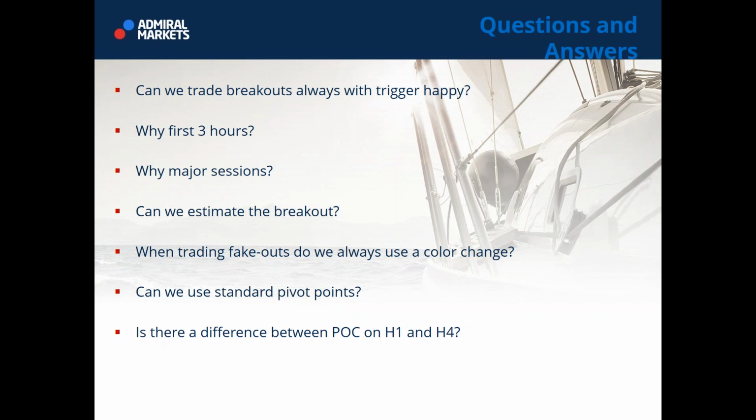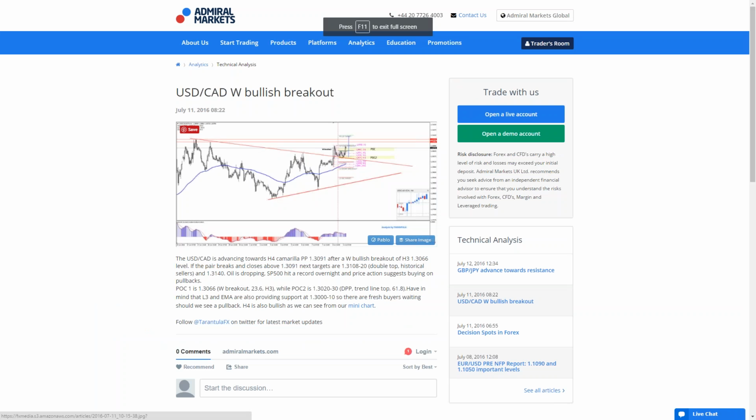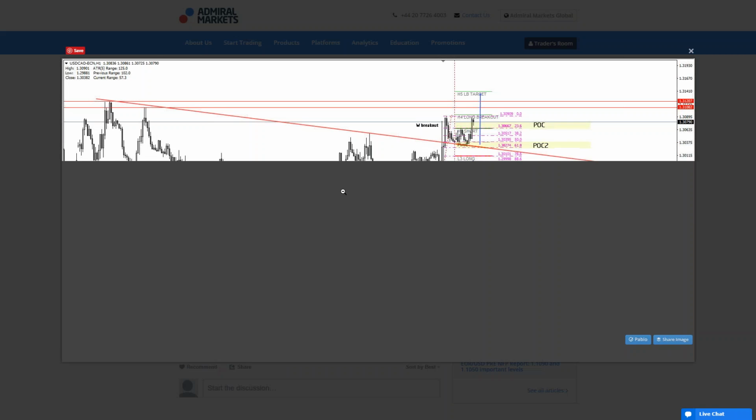And the answer is basically, guys, if you see that there is huge momentum in the market. For example, yesterday I posted the dollar CAD analysis on the Admiral Markets website, and as always, 90% of the analysis that I do is very accurate. If you see an impending breakout that can be a strong breakout, you can use it to enter a trigger happy trade.